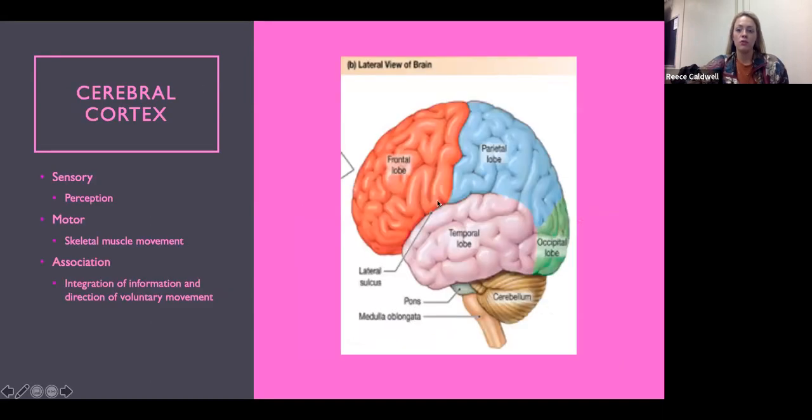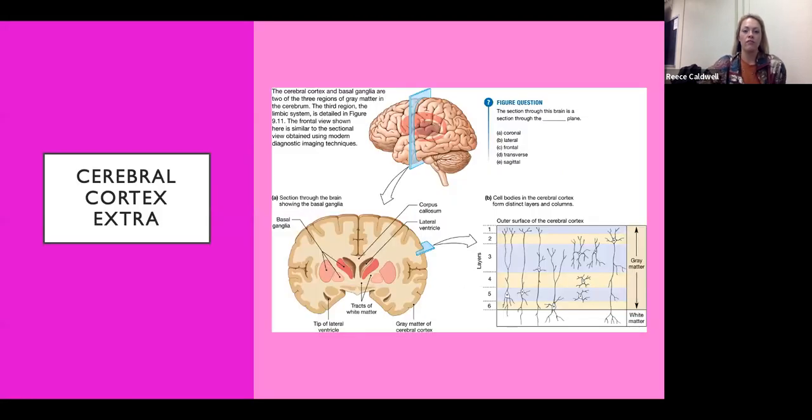Next, we have the cerebral cortex. This is this entire area. The cerebral cortex has 3 different functions: sensory, motor, and association functions. Sensory helps us with perception. Motor helps with skeletal muscle movement. And association is an area of integration of information and direction for voluntary movements. Some of the brain regions have overlapping functions, so just expect that.